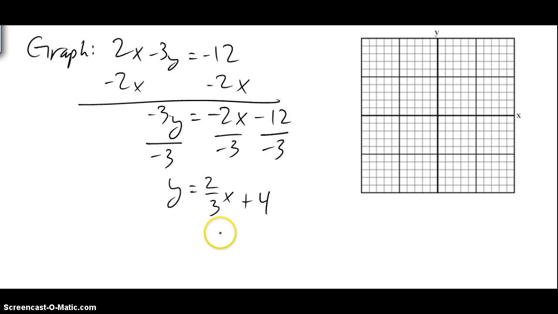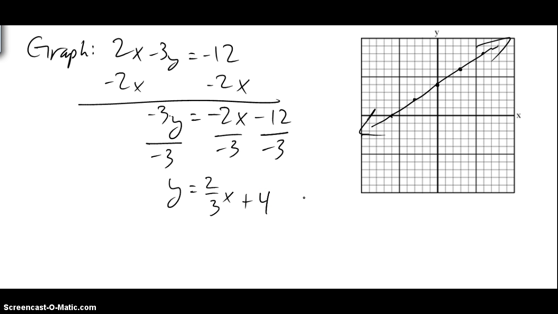Where do we start? Yeah, we start at 4. And from there, what do we do? We go up 2, right 3. Okay, same as down 2, left 3. Okay, so that's the line here. That is the graph of this as well as this. Just different formats, same equation.